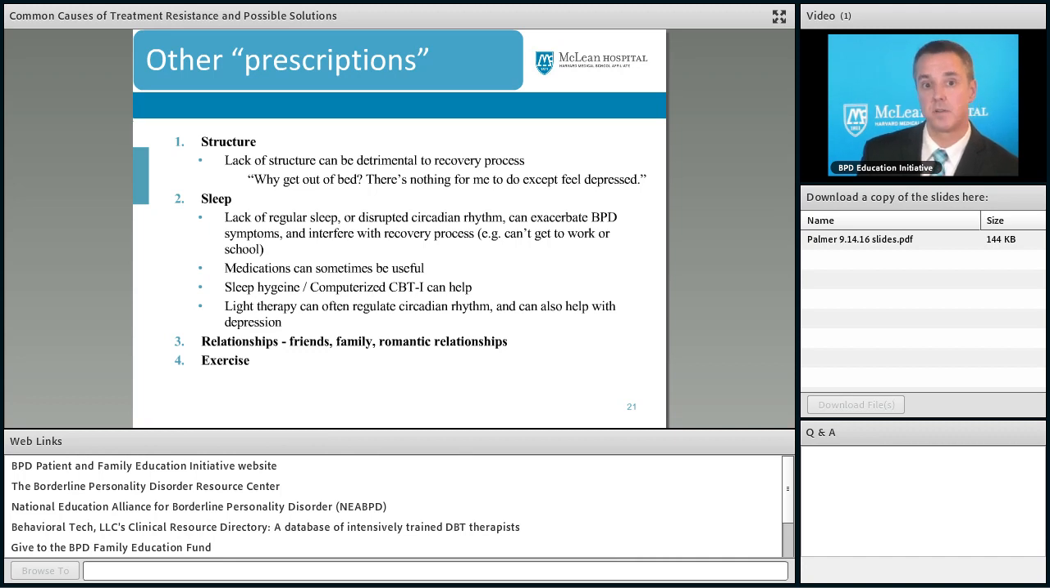Even for people who do not have seasonal affective disorder, there's emerging evidence that light therapy can help depression almost as well as, and in some cases just as well as, antidepressants can.